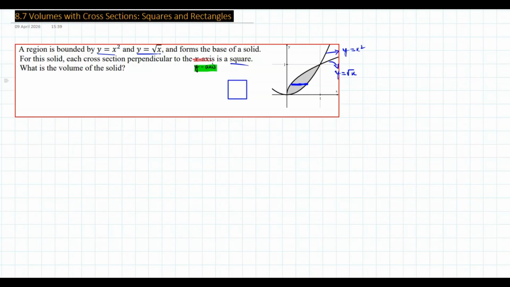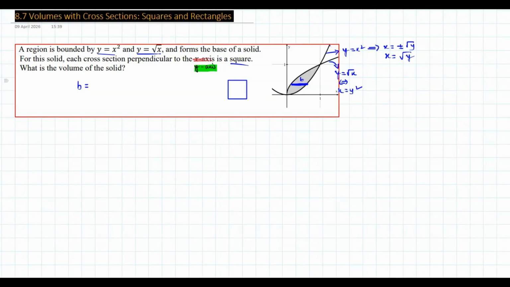Let's find the volume of the solid. First, let's find the base. Here the base b equals the difference between the right curve minus the left curve. These are the x values, so we have to express the curves in terms of y. y equals x squared, in terms of y, gives x equals plus or minus square root y. But as we are in the first quadrant, x is positive, so we take x equals the positive square root of y. And for the other curve, x equals y squared.